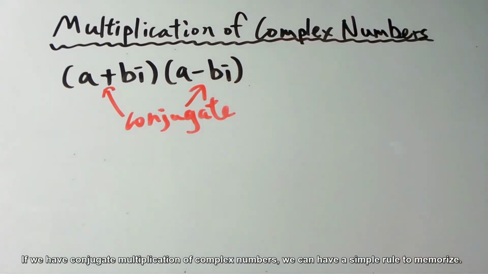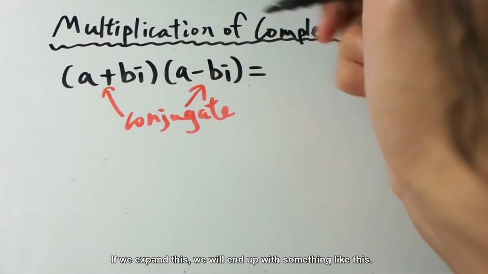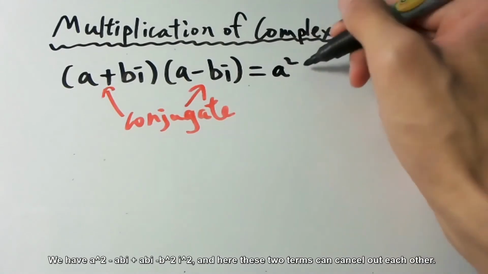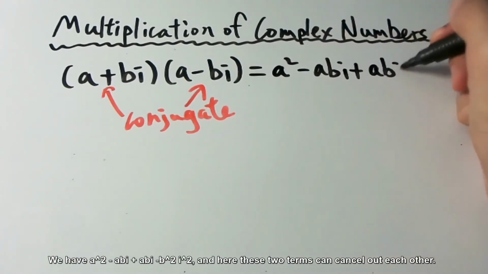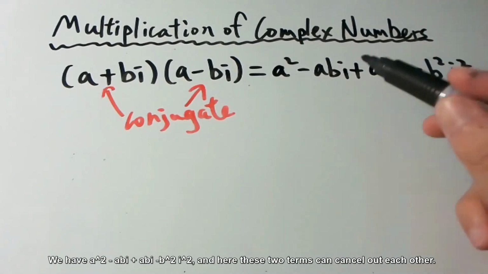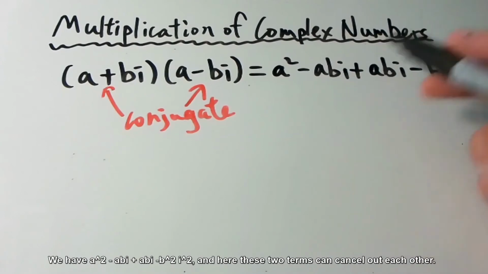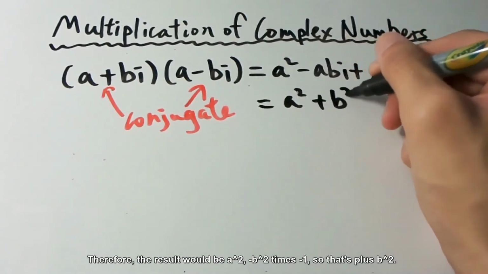If we have conjugate multiplication of complex numbers, we can have a simple rule to memorize. If we expand this, we will end up with something like this. We have a squared minus abi plus abi minus b squared i squared. And here these two terms can cancel out each other. Therefore, the result would be a squared, minus b squared times minus 1, so that's plus b squared.